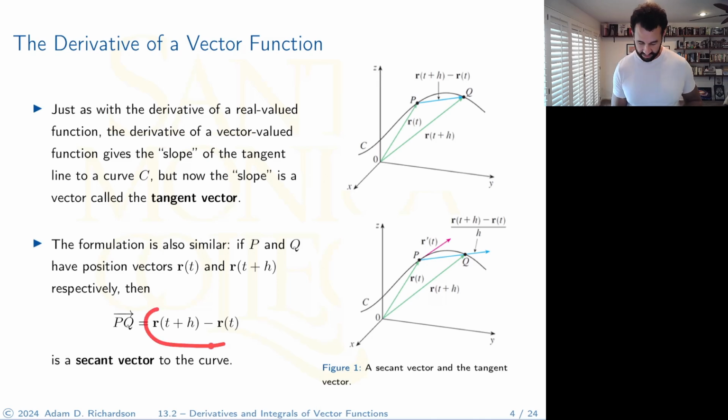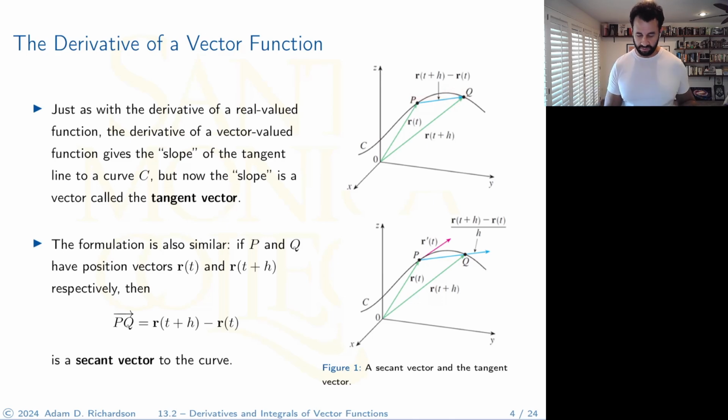And that's where we get this difference of vectors right here. So the vector that goes here from P to Q is r of t plus h minus r of t. Just like before when you were looking at secant vectors back in Calc 1. So this is what's called a secant vector, right?